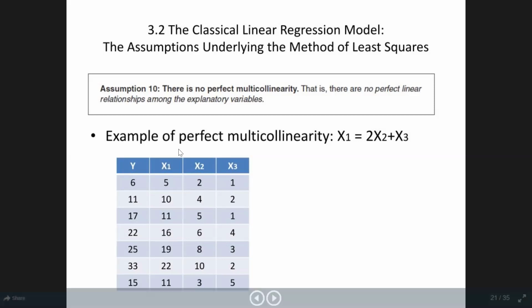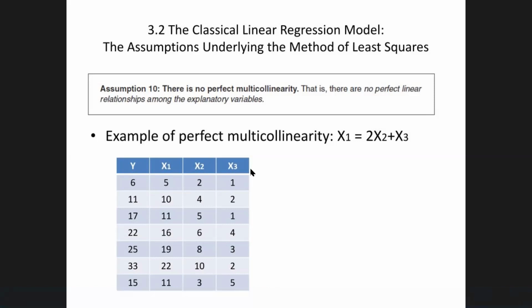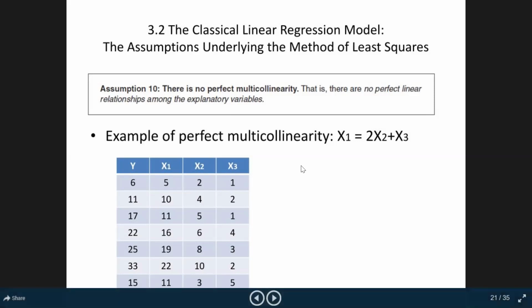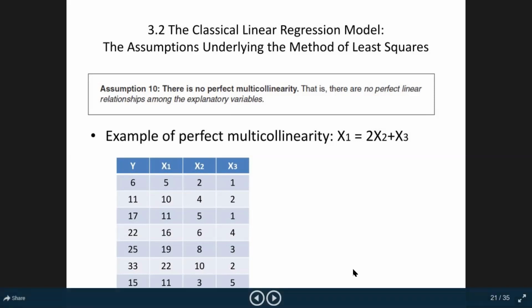Now there is an example of multicollinearity. Remember that multicollinearity is associated with multiple regression, because in the simple linear regression model we have only one independent variable, so there is no concept of multicollinearity in that case. Multicollinearity is a problem of multiple regression, when we have more than one explanatory or independent variable in the model. Look at the table.